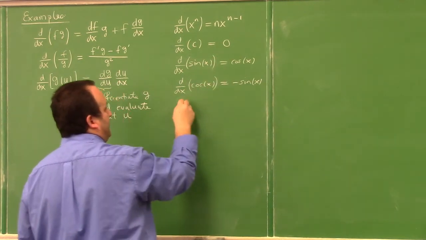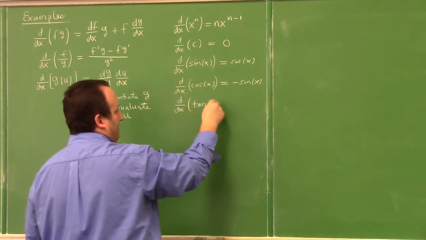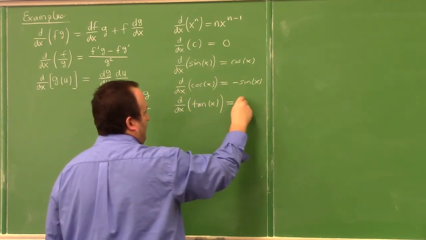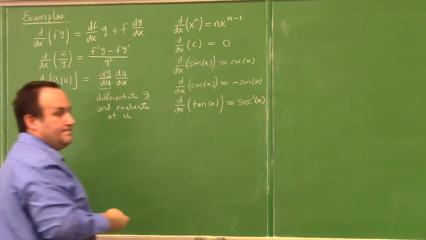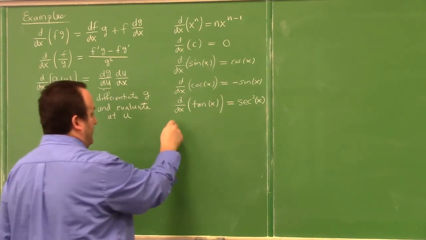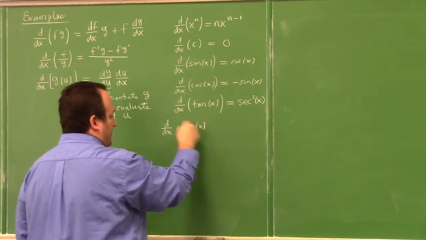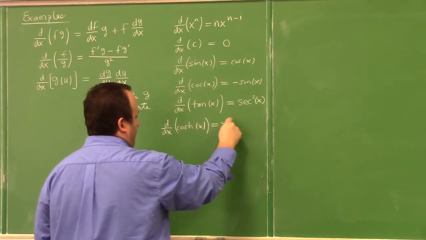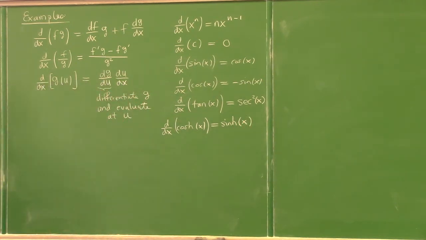What else did we learn last time? We learned that the derivative with respect to x of tangent x is secant squared x. That was from the quotient rule. What else did we learn? We learned the derivative of hyperbolic cosine was hyperbolic sine. We did that one. We haven't done that one yet, but we could.